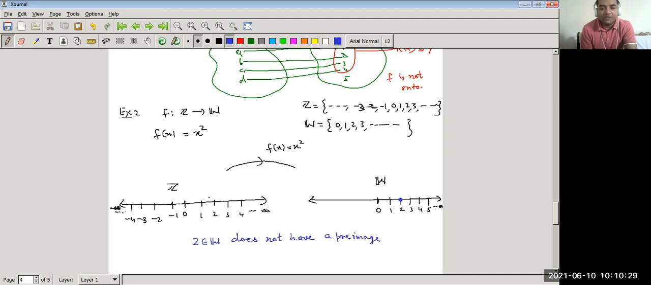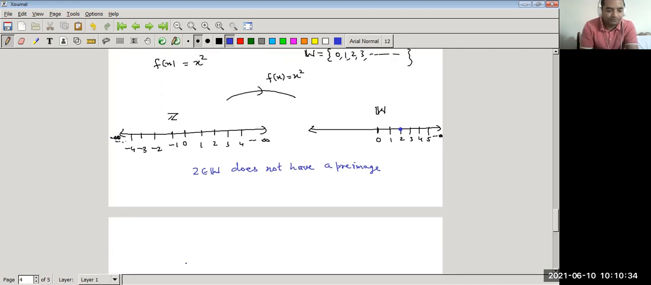2 की कोई भी प्री इमेज आपको नहीं मिलेगी यहाँ पर. Now how we can prove this? We need to show that for any integer x, f of x is equal to x square, that is not equal to 2.